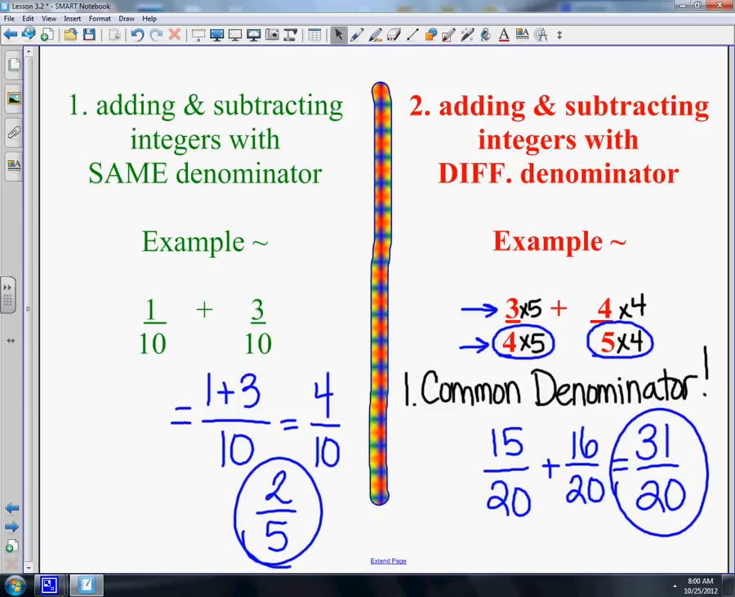You can leave it like that. You do not need to write it as a mixed number. If you want to write it as an improper fraction, that's completely fine.